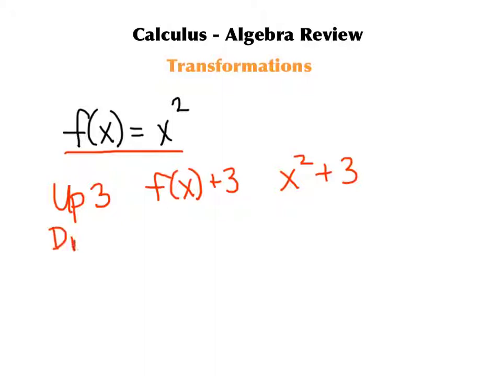Okay, what if you wanted to move down? Let's say we wanted to move down 5. Well, then we would just subtract: f of x minus 5, or I could write it as x squared minus 5. Okay, the shifts left and right, a little bit different, not too much.